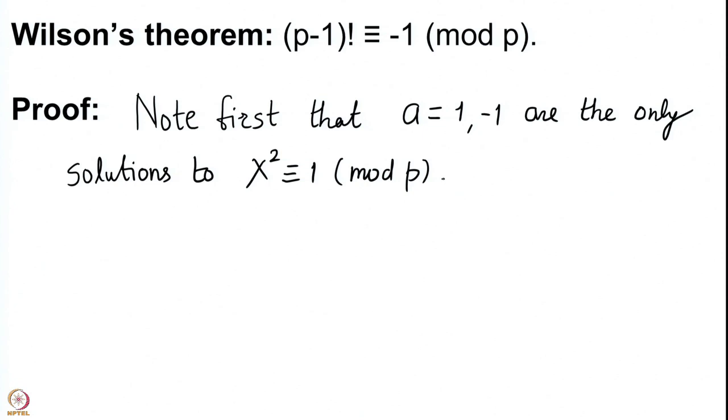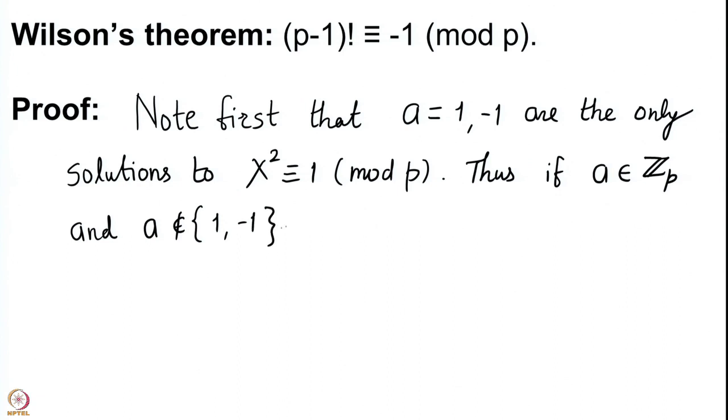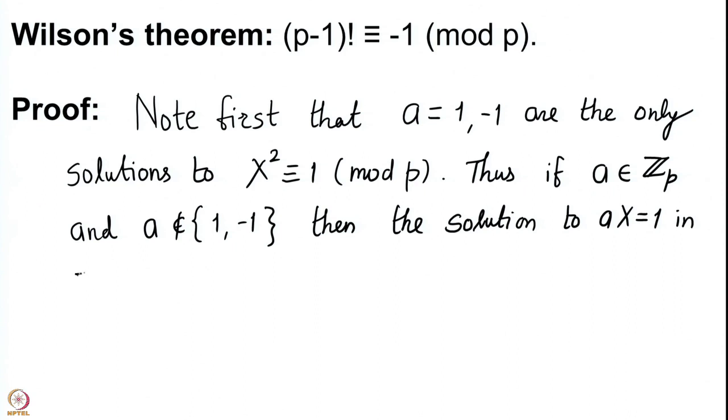So, what it means to say is the following. Thus, if you have a from Z mod pZ and you take a to be different from 1 and minus 1, then the solution to ax equal to 1 in Z mod pZ is not equal to a.